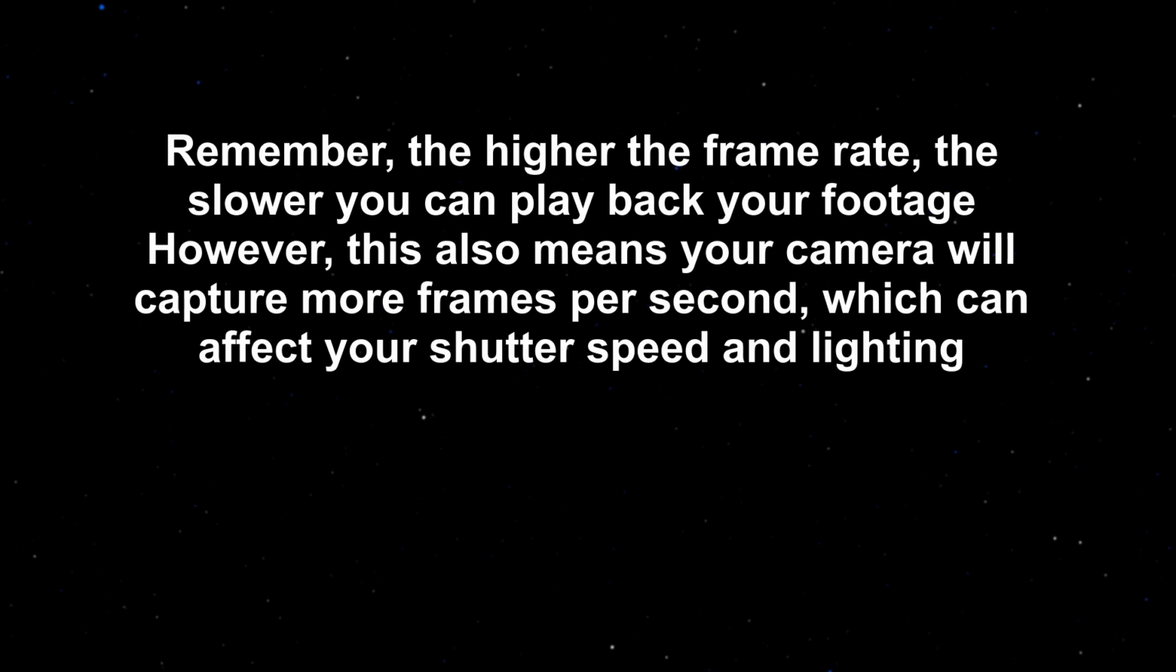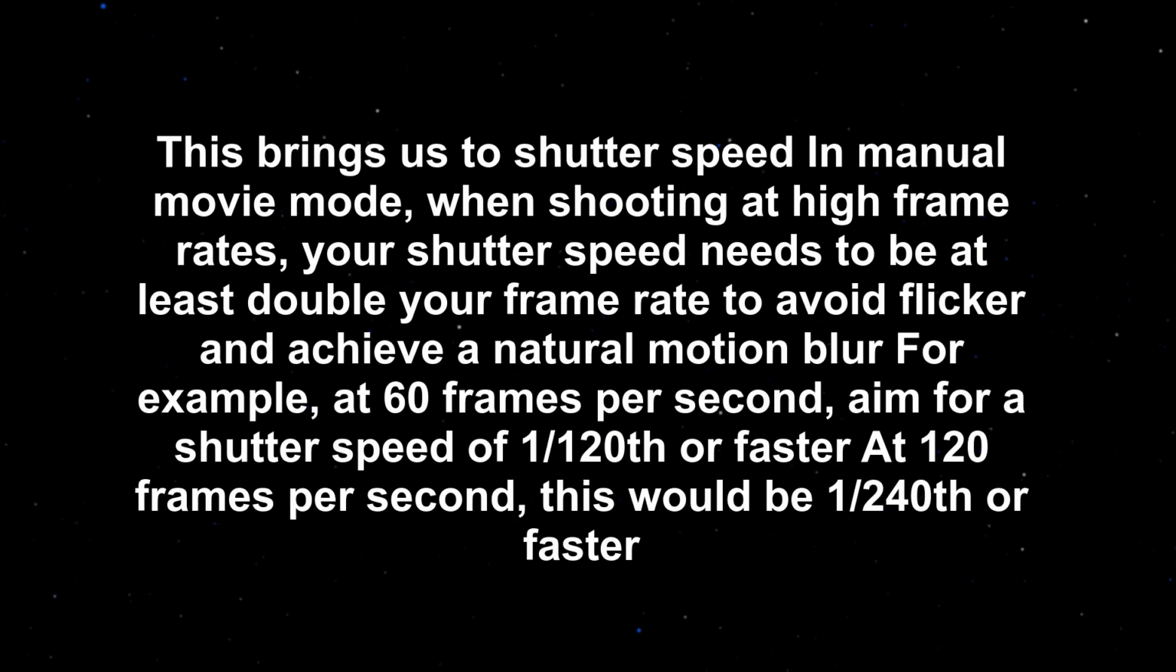However, this also means your camera will capture more frames per second, which can affect your shutter speed and lighting. This brings us to shutter speed. In manual movie mode, when shooting at high frame rates, your shutter speed needs to be at least double your frame rate to avoid flicker and achieve a natural motion blur.